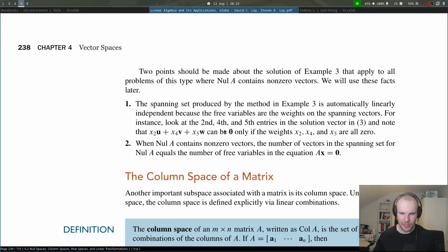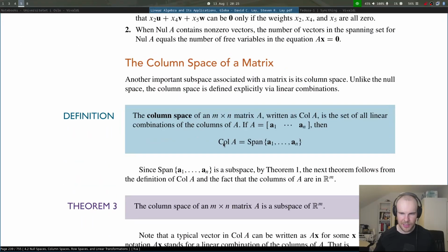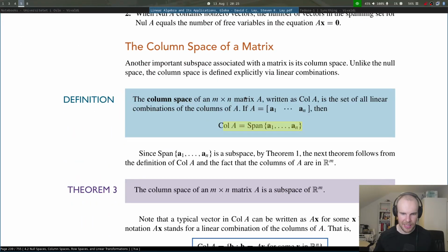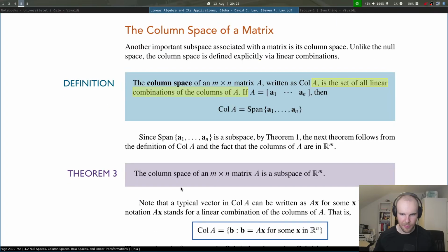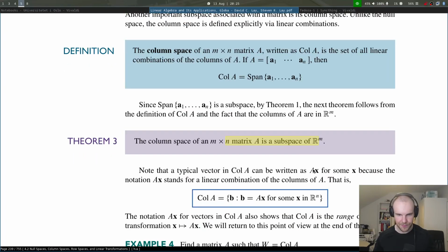Yes, the column space is just a span, like I wrote there. Perfect. The column space of an m by n matrix is a subspace of R^m. Of course, that is what I meant. Because we are spanning, which type of vector are we spanning? We are spanning the vectors that have as many components as there are rows. Of course, they are going to be a subspace of R^m then.